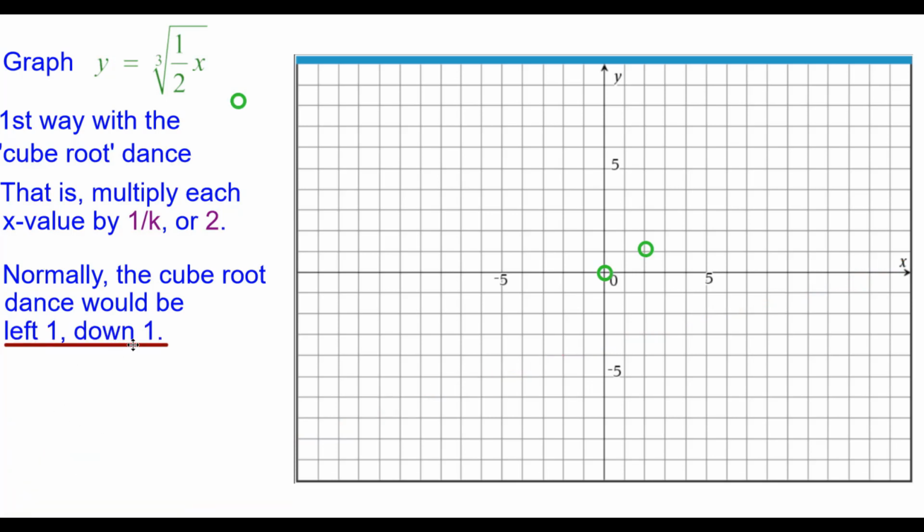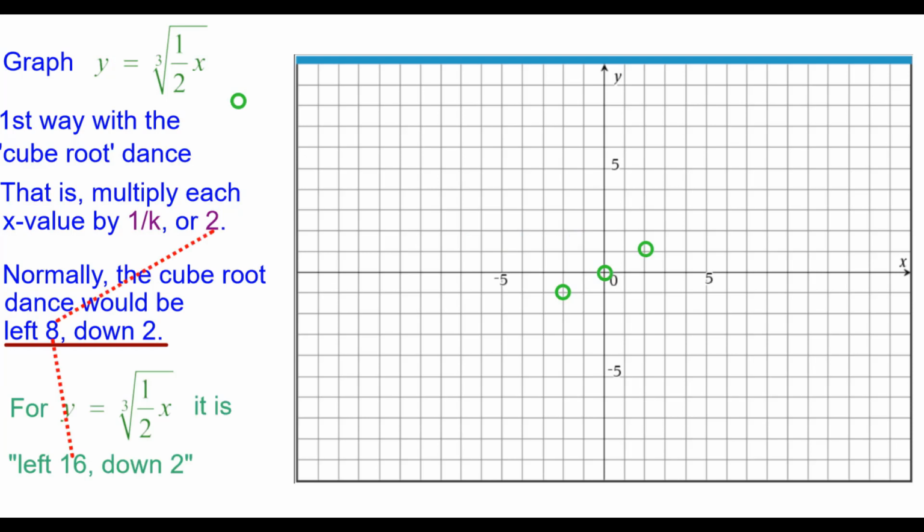So left 1, down 1 is the normal Cuberoot Dance. We're going to go left 2, down 1. 2 times 1 is 2. Plot -2, -1. Left 8 down 2 is going to be left 16 down 2. And it looks like we have a little bit of room to put that here, even though it's off my grid.